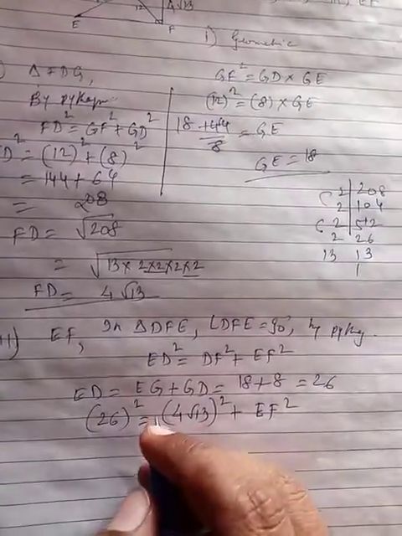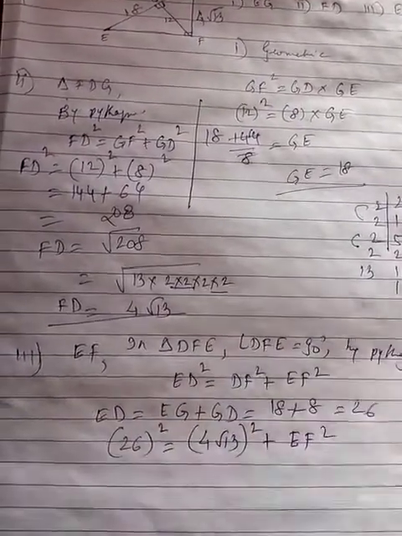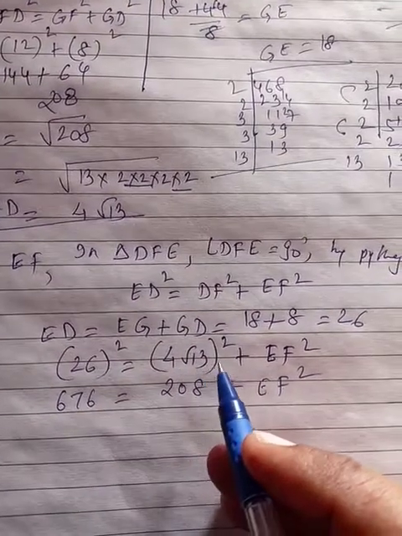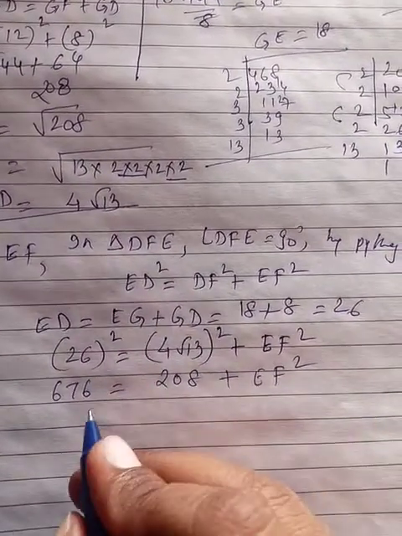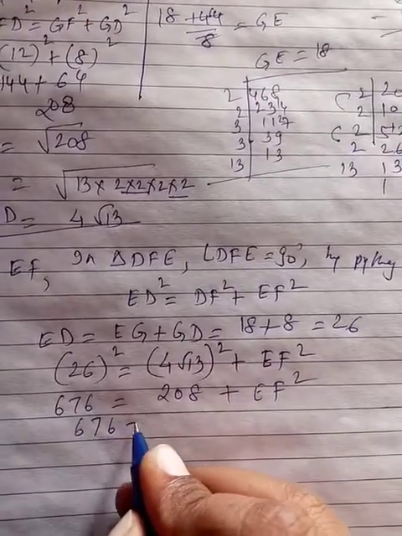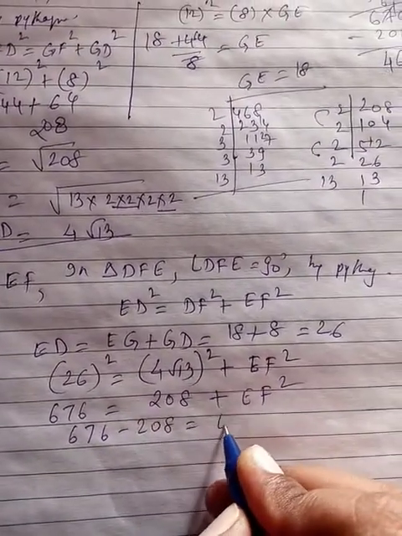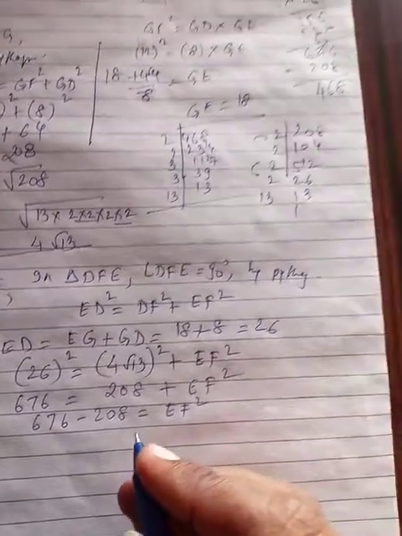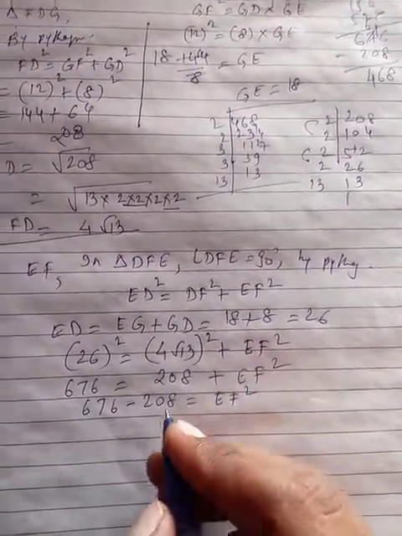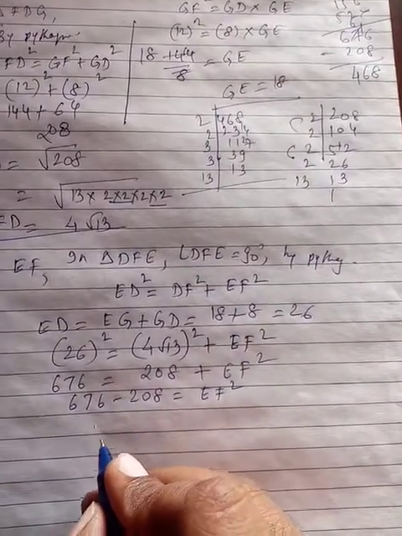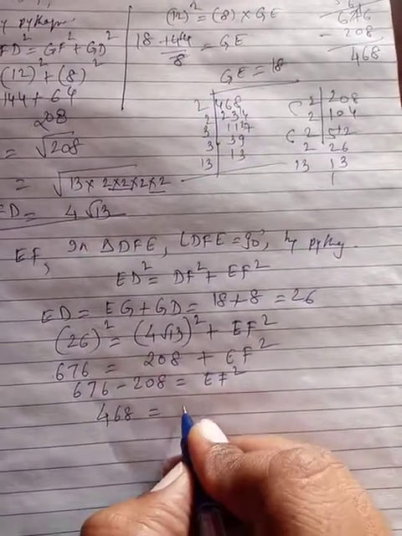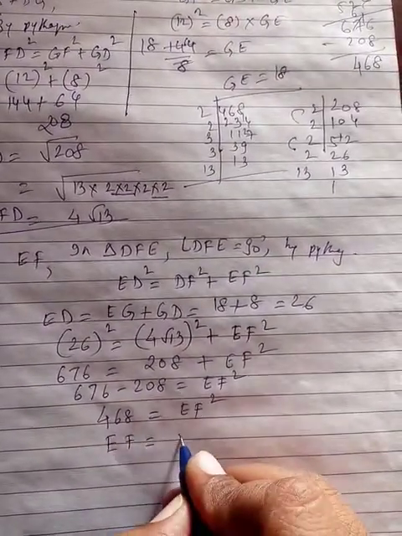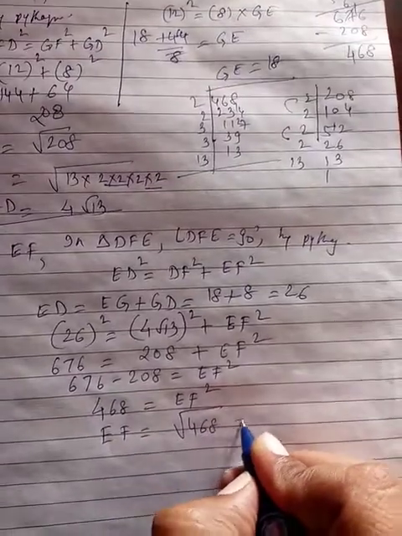So 26 square we get 676. 4 root 13 square, that is obviously, as earlier, 208. 676 minus 208 is equal to EF square. So how much do we get? We get 468. That is equal to EF square. So EF is equal to square root of 468.